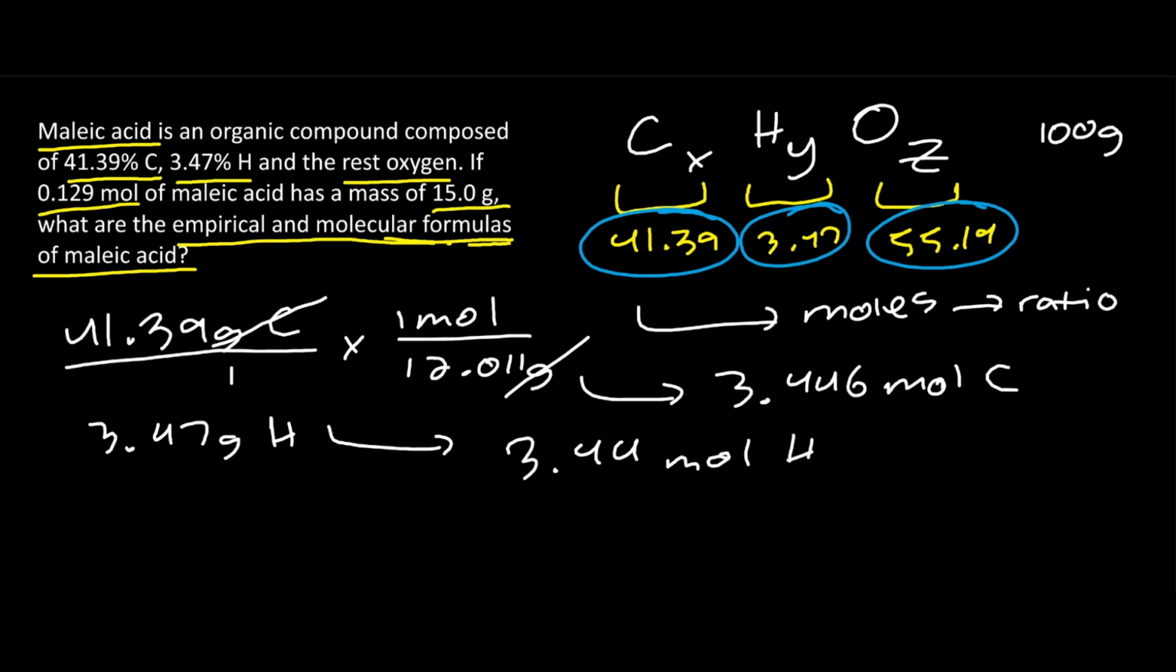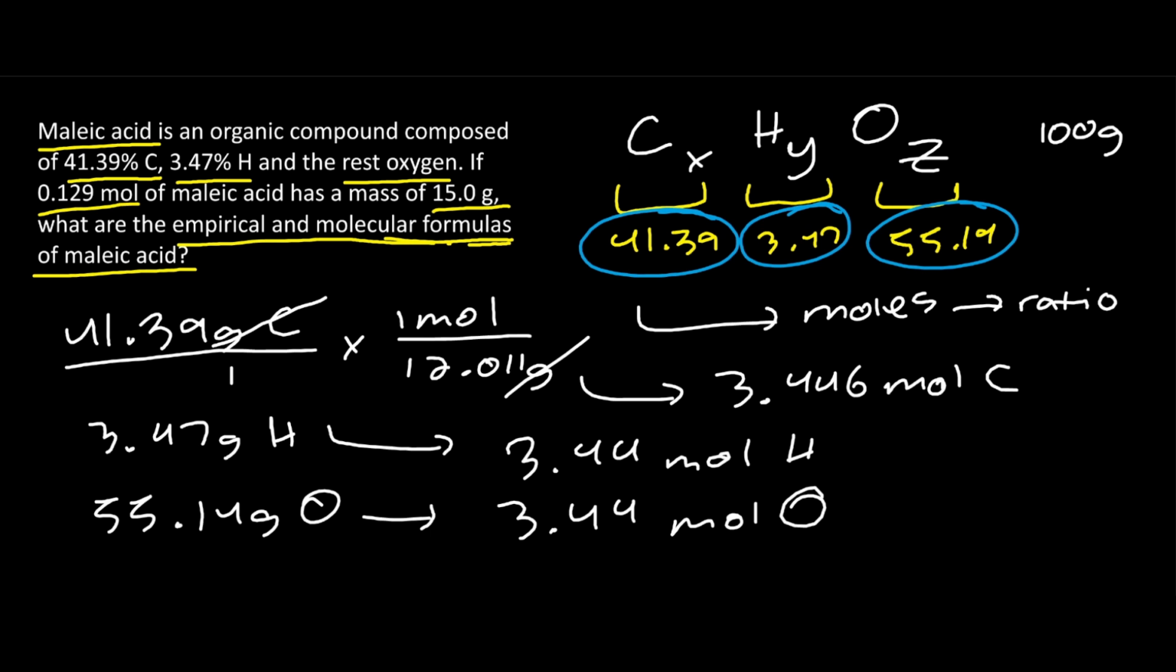And then this is moles of carbon. And then we're going to do oxygen. So we know 54.14 grams of oxygen. And then if we convert that to moles, we're going to be dividing by the molar mass of oxygen. So 55.14 divided by the molar mass of oxygen, which is 16. And that will get us 3.44 moles of oxygen.